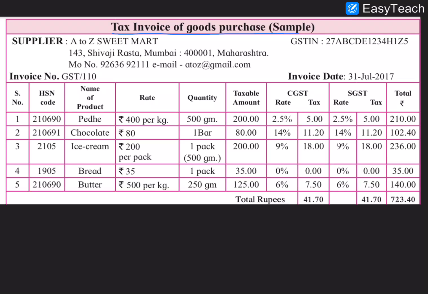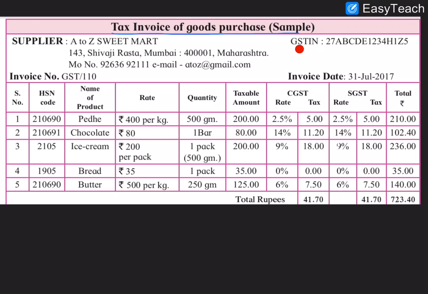This bill is of A to Z sweet mart. It is a sweet shop, bakery shop. You can see the items: chocolate, payday, ice creams, bread and butter. The address is given, and the invoice number. Invoice number is just the number of the bill, and also the invoice date, that is the date of issue of this GST bill.